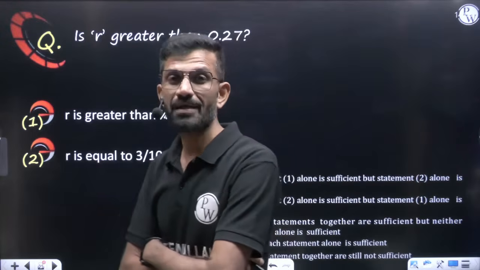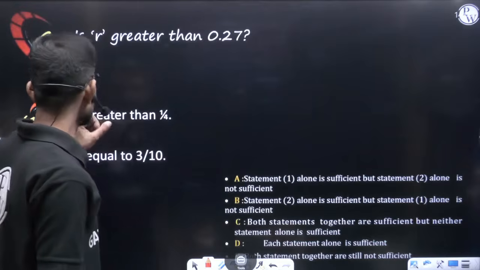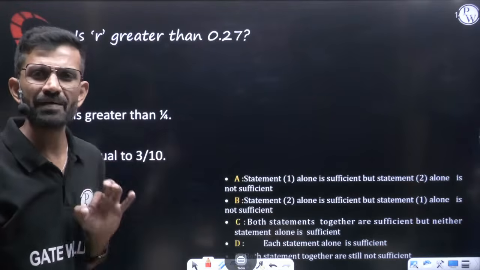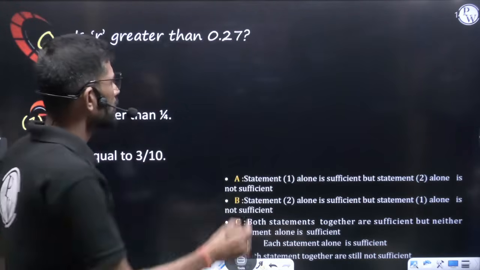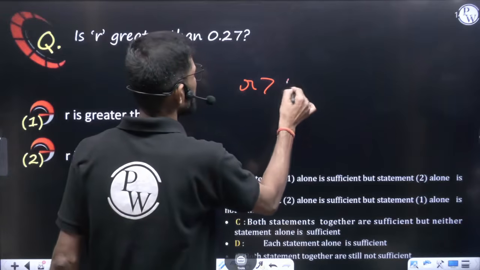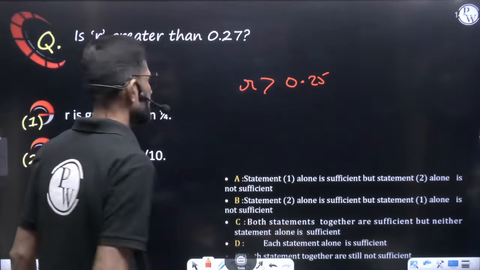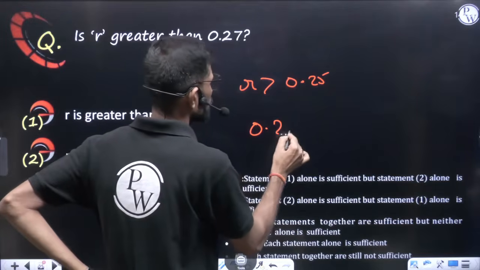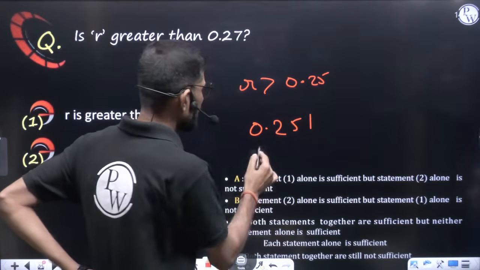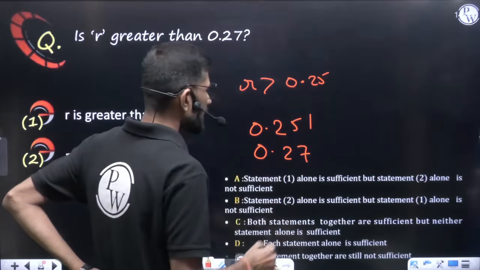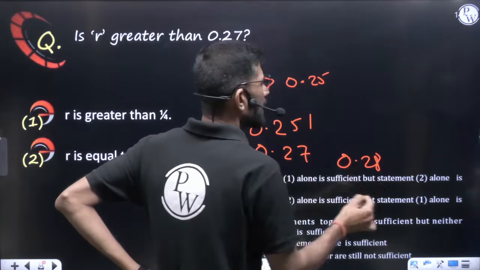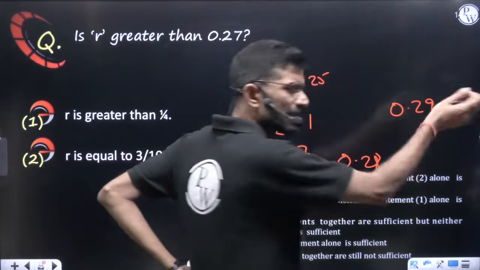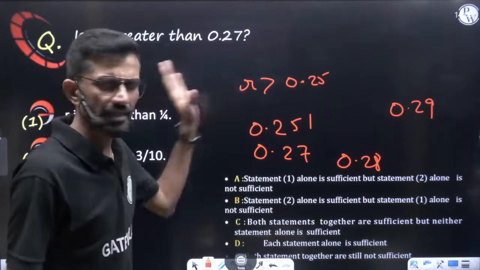Let's see the first statement. They say R is greater than 1 by 4. 1 by 4 is actually 0.25. So R is greater than 0.25. Can I say that? Yes. So what is the R value? R value can be 0.251. R value can be 0.27. R value can be 0.28. R value can be 0.29. Any value it can be. It should be greater than 0.25.